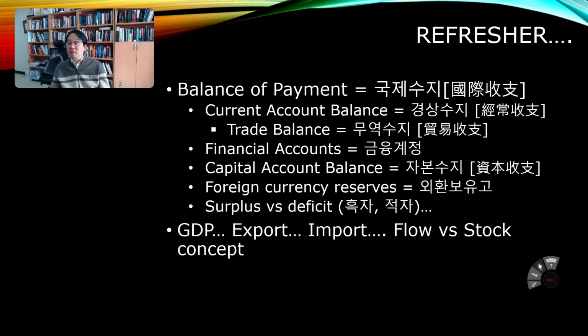Financial account is 금융계정. Capital account balance is 자본수지. Foreign currency reserve is something called 외환보유고. And surplus and deficit is something called 흑자 and 적자. Then GDP, export and import, flows versus stock concept, all these kinds of things go back to your macroeconomics 101 or basic macroeconomics.